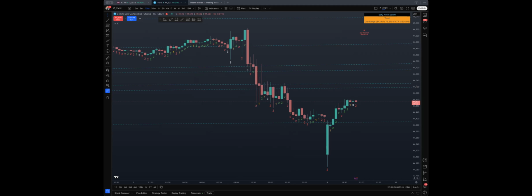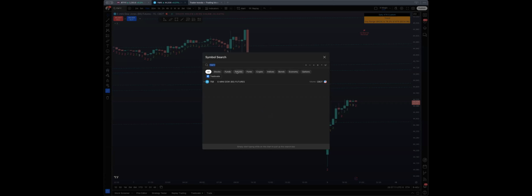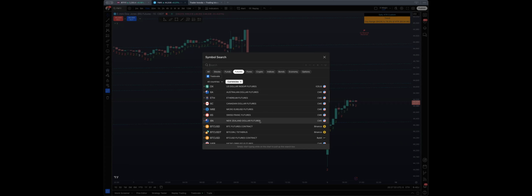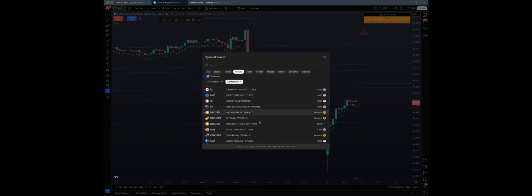Yeah, that's interesting. I just overlaid that Euro futures with the Euro USD pair and it moves identical. It's literally the exact same chart. So if we go to futures, let's go to currencies. So we have Euro futures, British pound, Japanese yen, Australian dollars, Canadian dollars, Swiss, New Zealand, basically all of them, just the futures version. So you can trade it all.